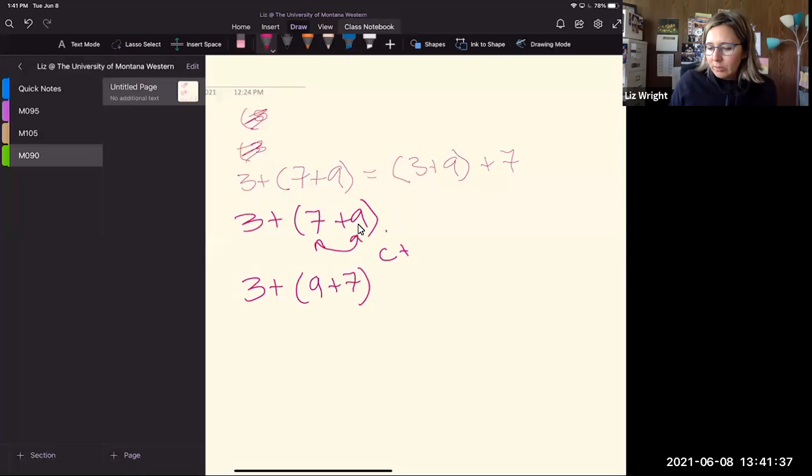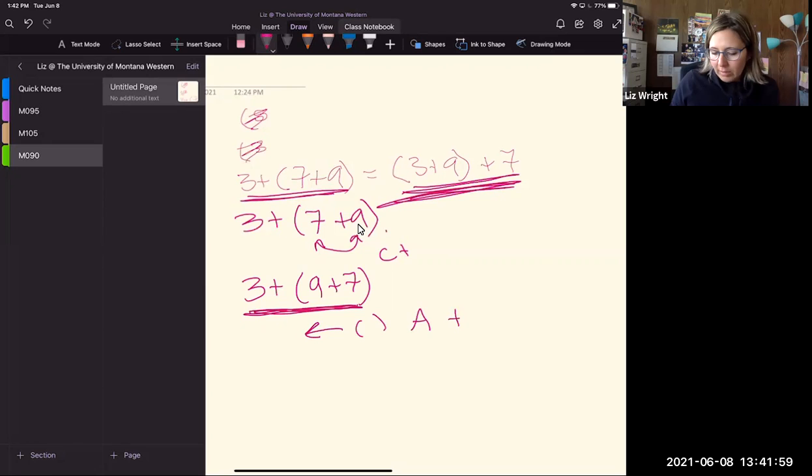And then I also see that the parentheses moved. So I'm looking at what I have here and how I get to my final step over here. I see that my parentheses need to move, and it's going to go that way. That's the associative property of addition. So my parentheses are moving, and I'm going to have 3 plus 9 plus 7.